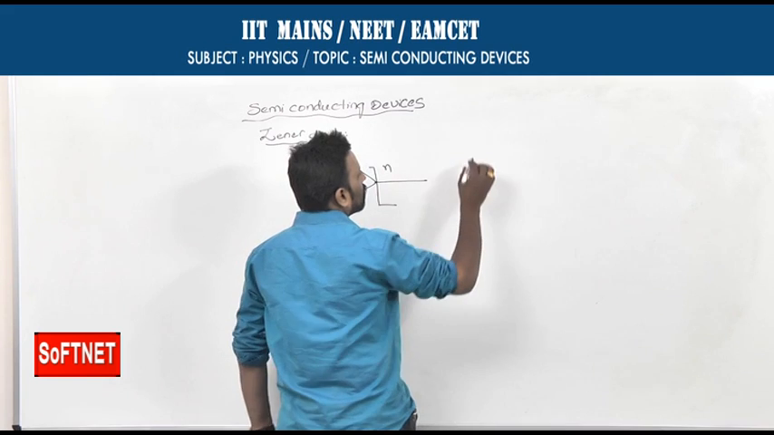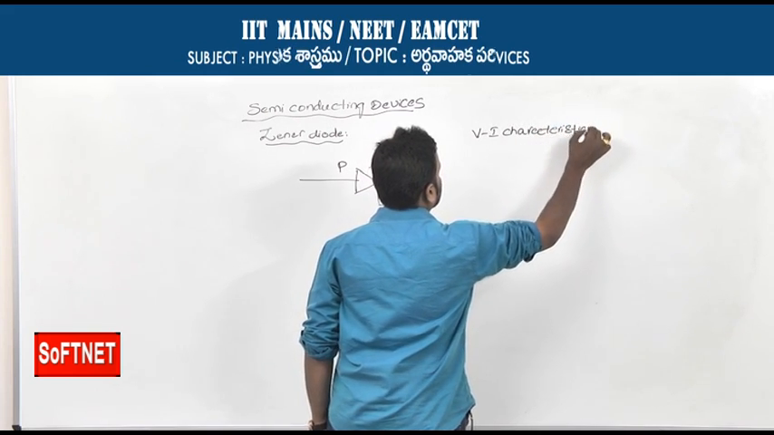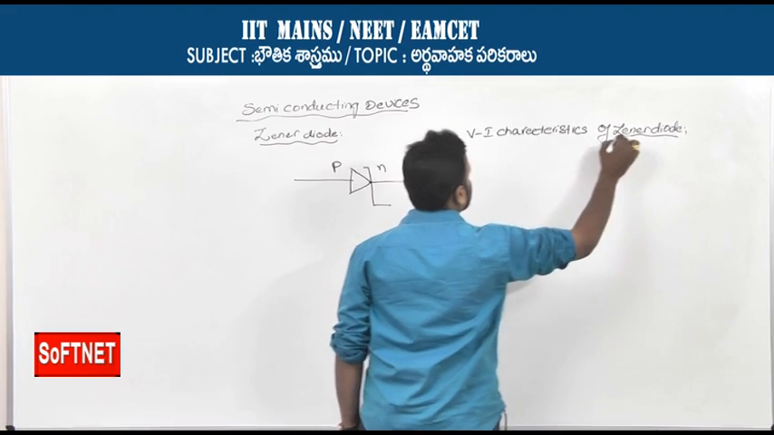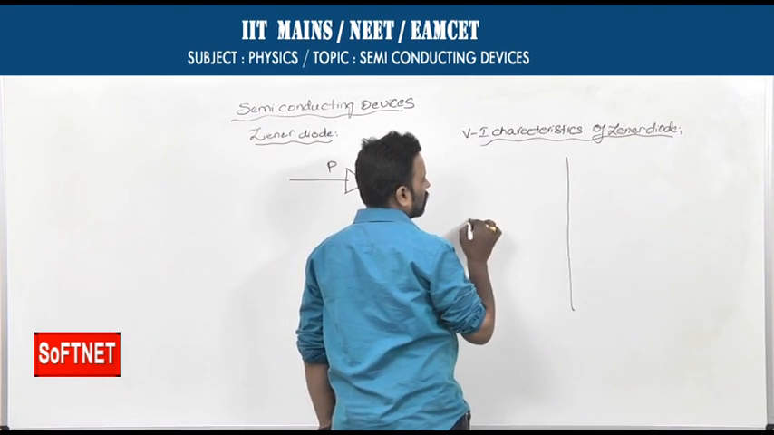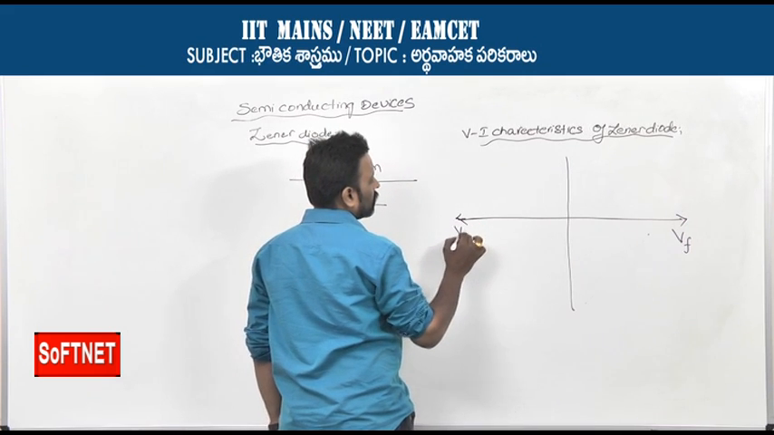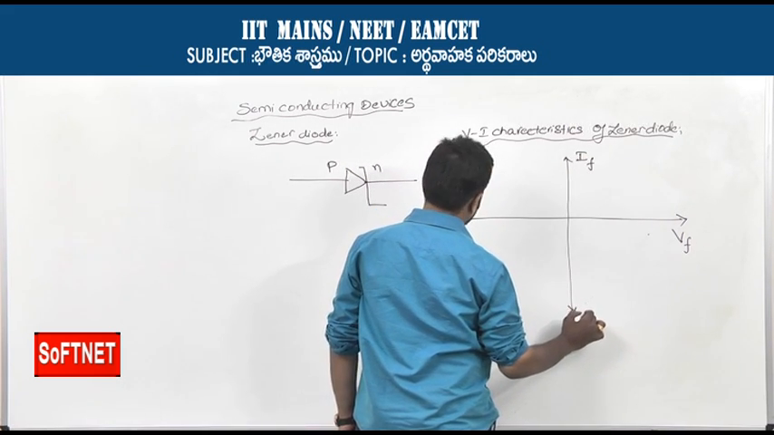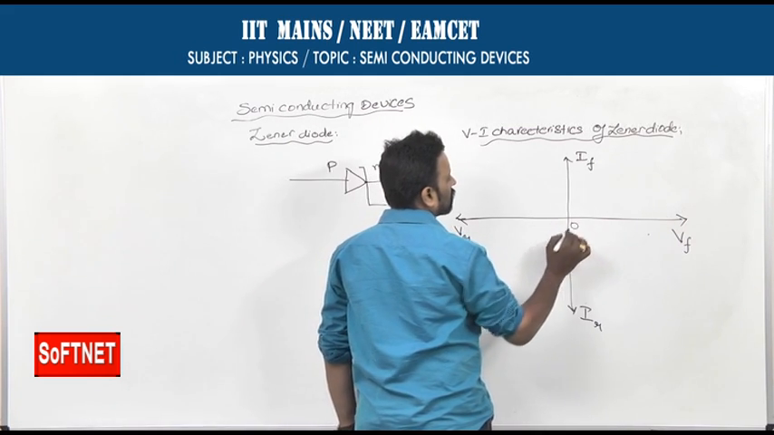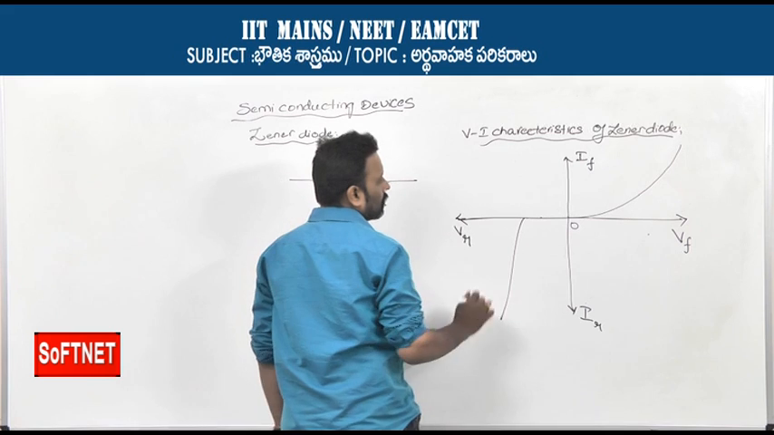Now we shall discuss the VI characteristics, the voltage current characteristics of a Zener diode. Forward voltage, reverse voltage, this is the forward current and reverse current, currents in reverse bias. This is the origin, the forward characteristics, the reverse characteristics.